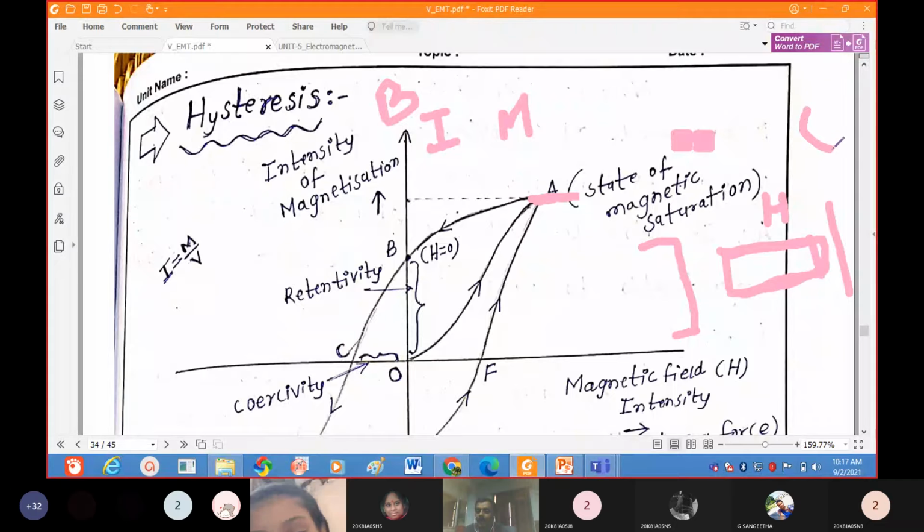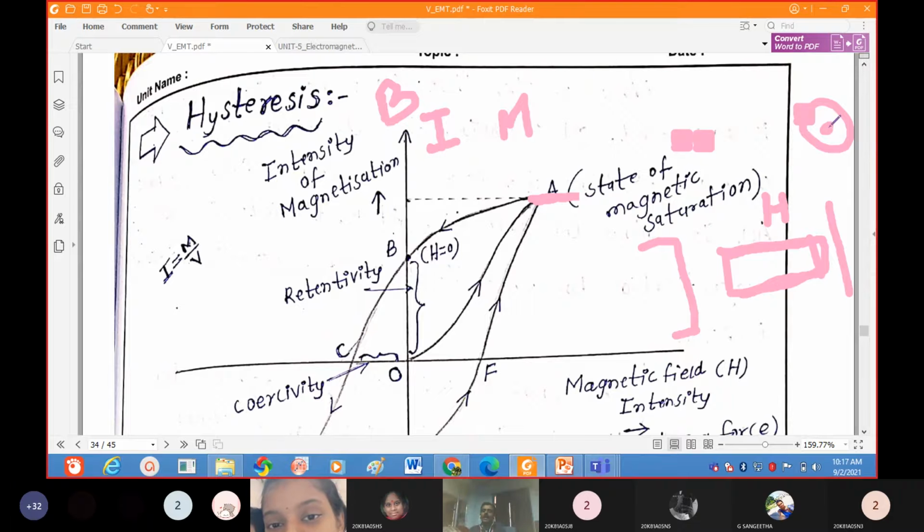That means each atom will act as one dipole, but the resultant dipole moment is zero without applying any external magnetic field, because different dipoles orient in different directions. Different atoms will orient in different directions.